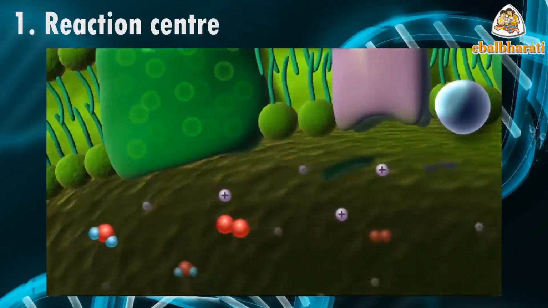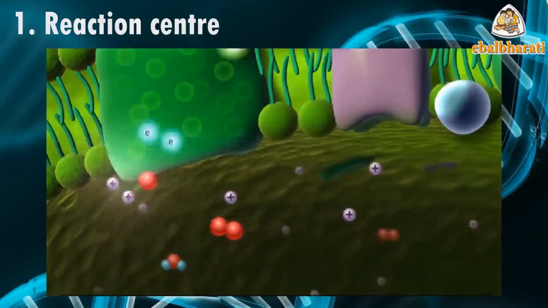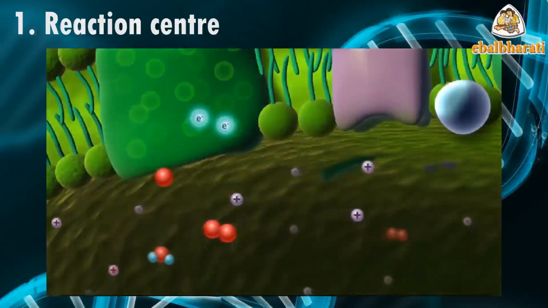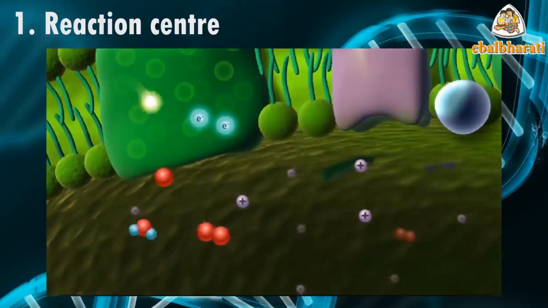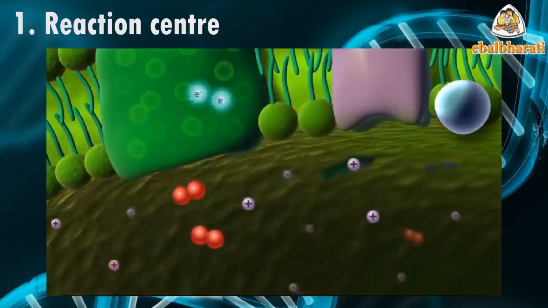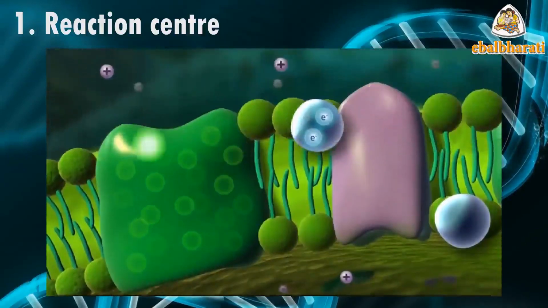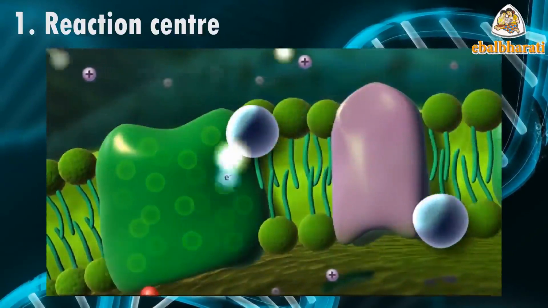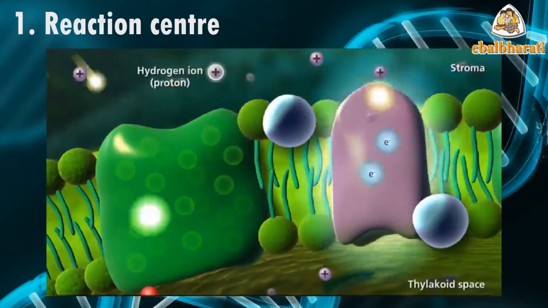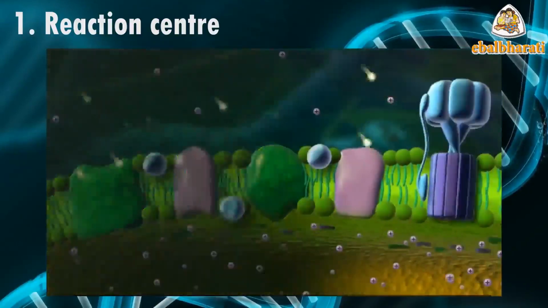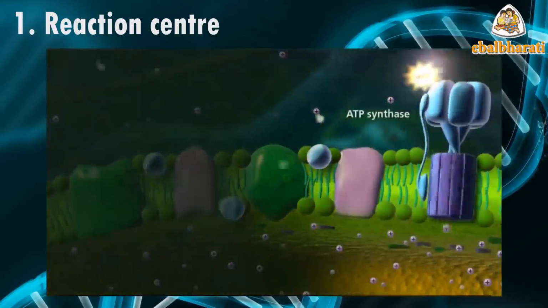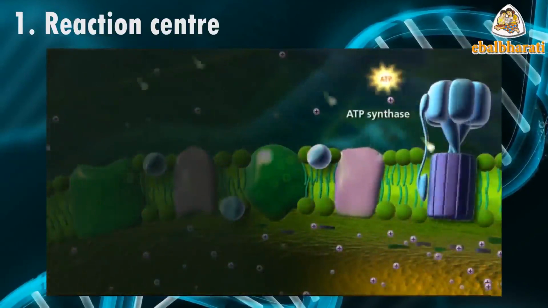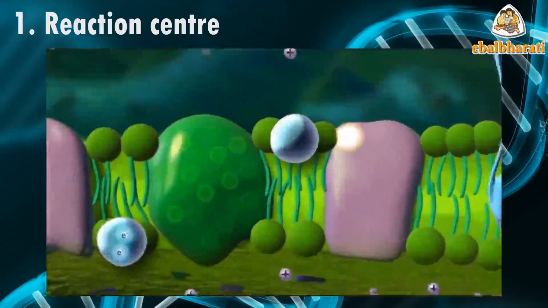Reaction center. The light absorbing pigments are located in the thylakoid membranes. These are arranged in clusters of chlorophyll and accessory pigments along with special types of chlorophyll molecules, P680 and P700. The letter P stands for pigment and the numbers 680 and 700 for the wavelengths of light at which these molecules show maximum absorbance.